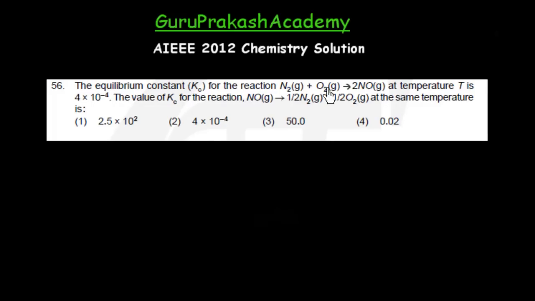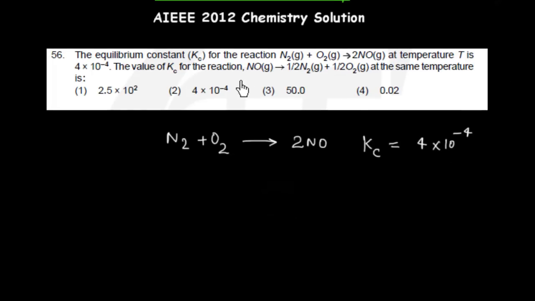Now this is again an easy problem from the chemical equilibrium chapter. Question says the equilibrium constant for a reaction N2 plus O2 gives you 2NO, and the Kc for this reaction at a given temperature T is 4 into 10 to the power minus 4. So this is given. The value of Kc for this reaction at the same temperature will be, so we have to find NO goes to half N2 plus half O2.